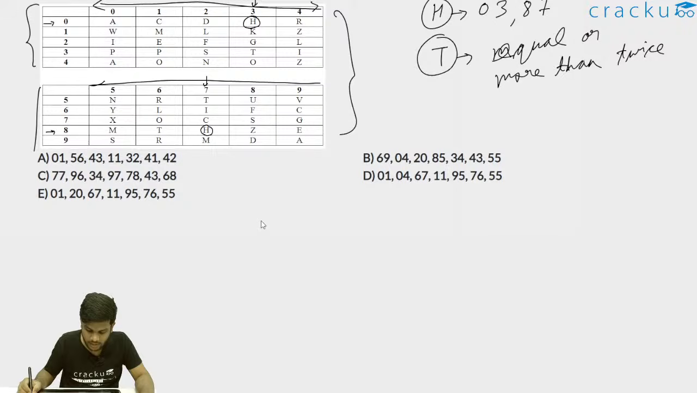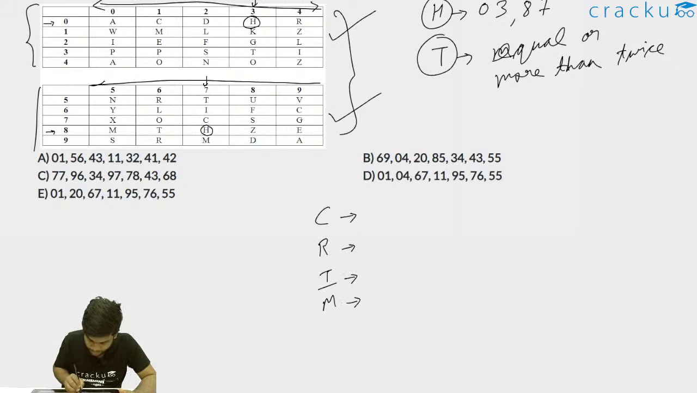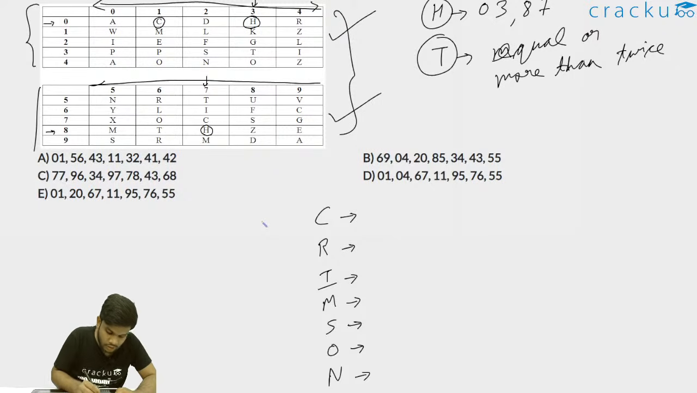So let's look at it. We will start with the first table and then we will look at the second table. So in the first table for CRIMSON, C from the first table is 0, 1. Here it is. So it is the 0th row and the first column. So C is 0, 1. In the first matrix, I can't see any more C. So let's go to R. Here R is here, which is 0, 4.